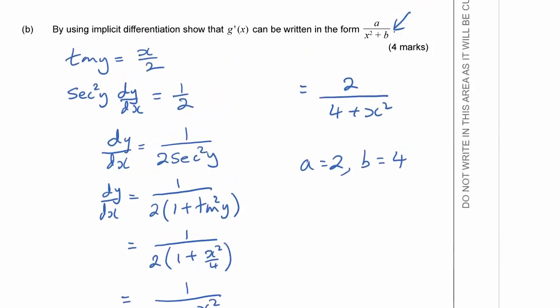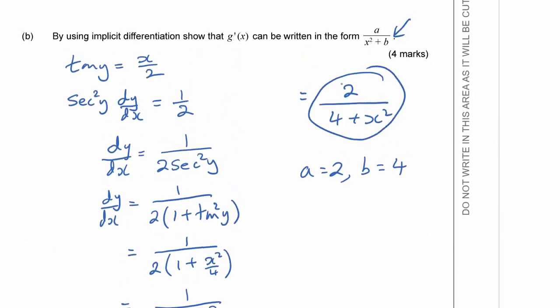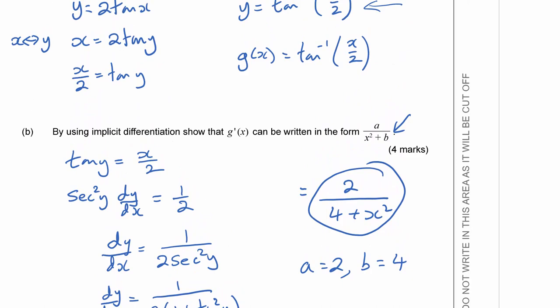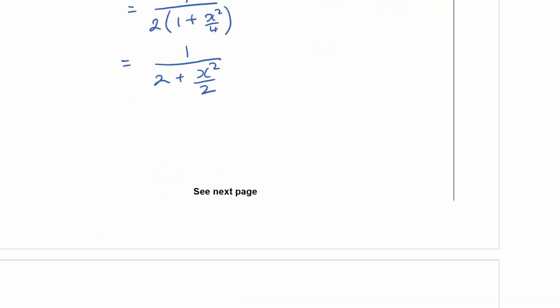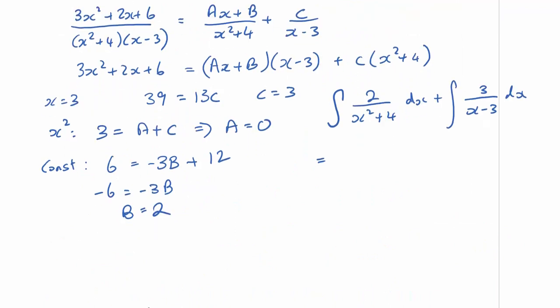2 over x squared plus 4. That looks familiar. It's that. And so we know that if we integrate that, we're going to get the inverse tan of x over 2. So this one's tan minus 1 x over 2. This one is 3 log mod x minus 3, and we have an arbitrary constant.